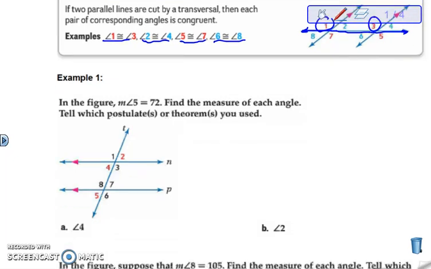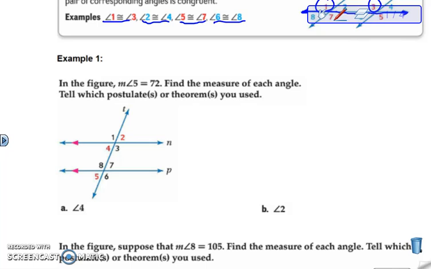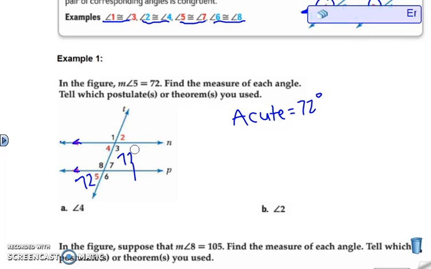So, how does that work in practice? Well, let's look here. They tell us that the measure of angle 5 is 72, so I'm going to mark that down. I know that when I see parallel lines, which is what these little two arrows mean, all my acute angles are the same. So what I'm going to do is just write down that all my acute angles are 72 degrees. And so when I mark up my picture, there's got to be 72 here. It's got to be 72 here. And 72 here.